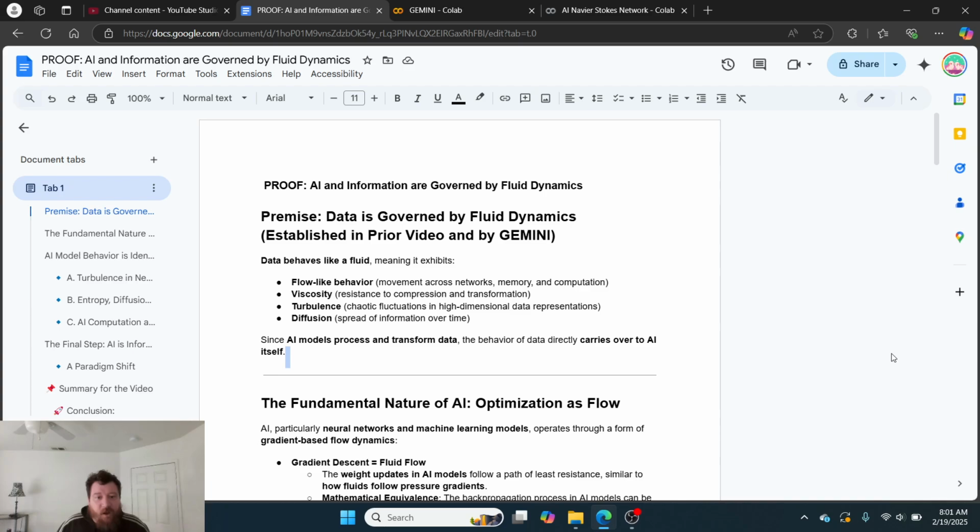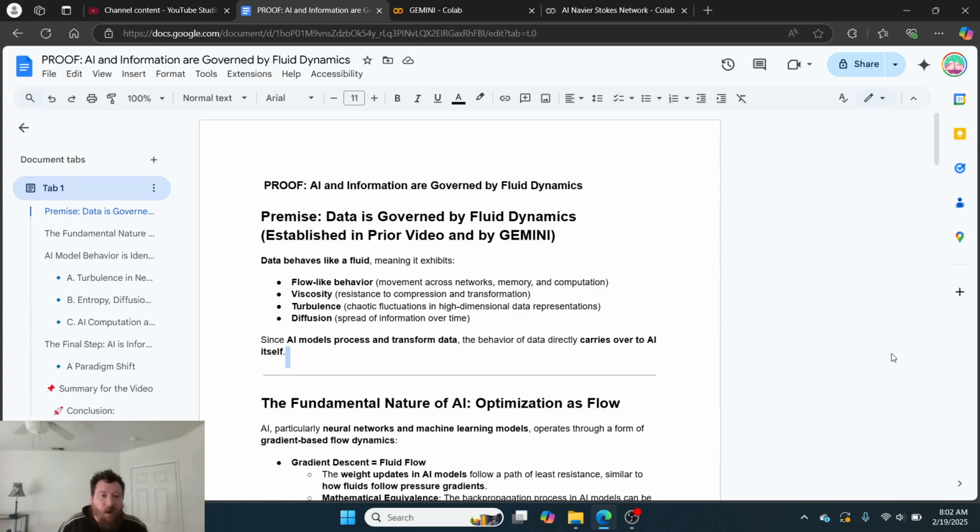It has viscosity. It has resistance to compression and transformation. This viscosity varies depending on data sets, and structure is the lever of the viscosity. A more structured data set is more like a solid, less viscous, and more resistant to change.